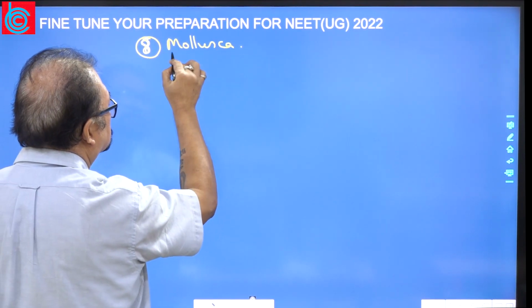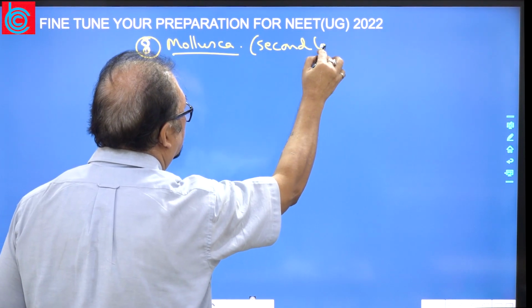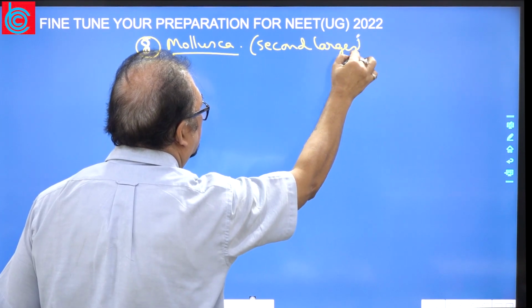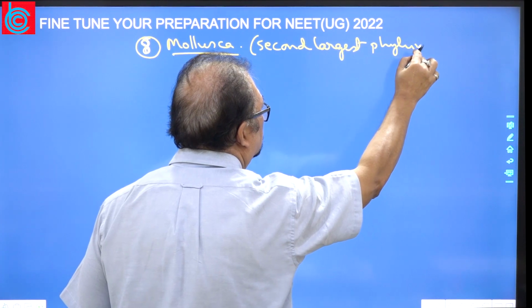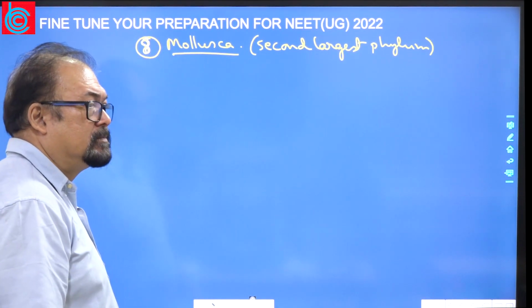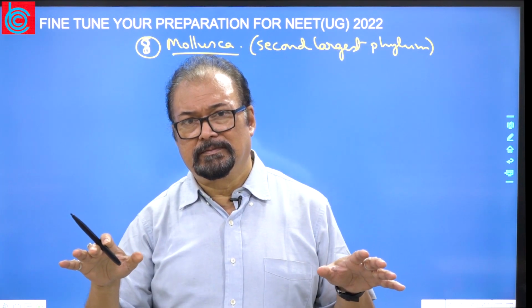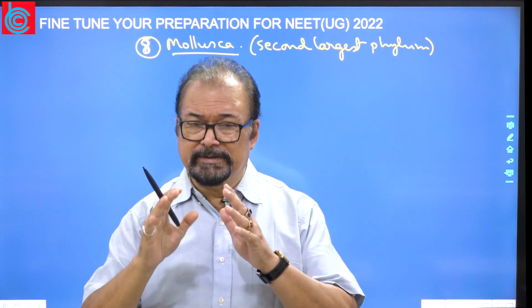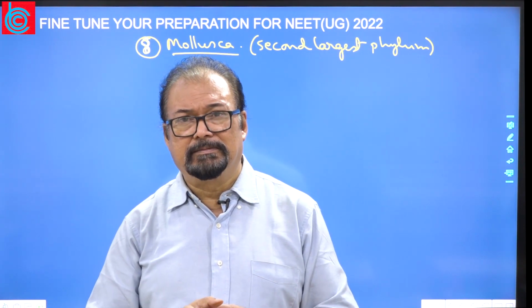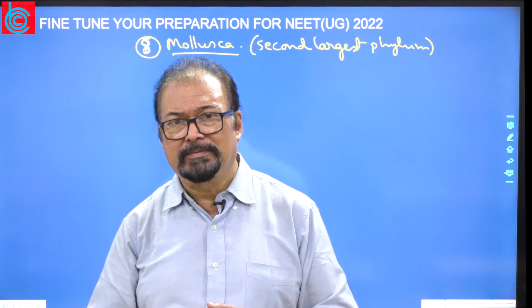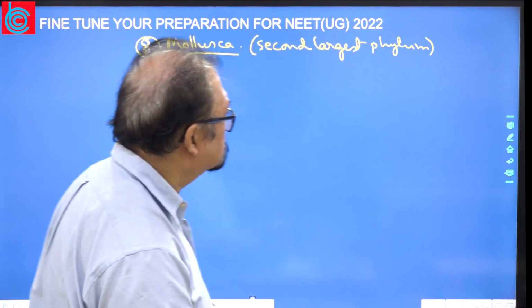Mollusca. Second largest phylum. So Arthropoda is the first largest phylum, and Mollusca second largest, just some animals less than the Arthropoda. So what are the main characters of the Mollusca?